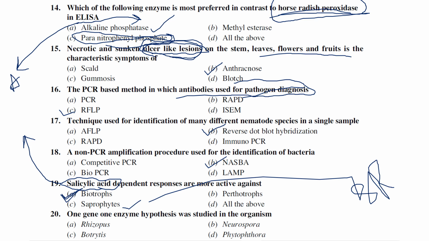The one gene, one enzyme hypothesis was studied just now. We discussed it, right? Neurospora, that is red bread mold.